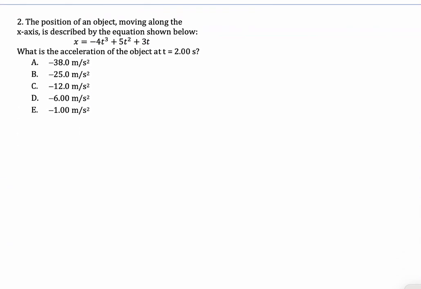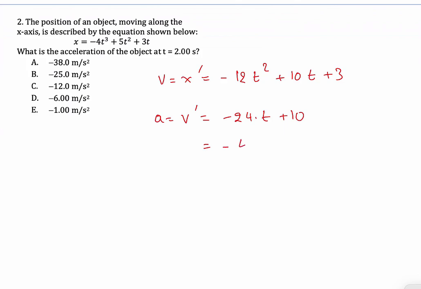We have an expression for the position x, and we need to find the value of the acceleration. I think we solved something similar to this. First, we need to say that the velocity is the derivative of position, so minus 3 times 4, 12 t squared, plus 10t plus 3, and then we will find the expression for the acceleration, which is the derivative of the velocity, so minus 24t plus 10. And we need to substitute the value of 2 seconds, so minus 24 times 2, 48 plus 10, so it is minus 38 meter per second squared.